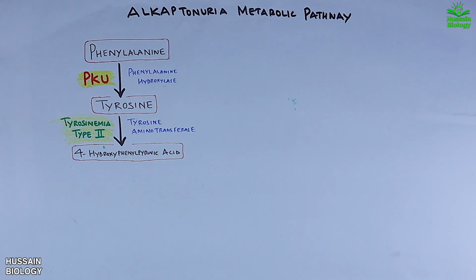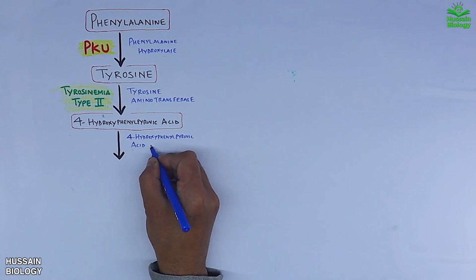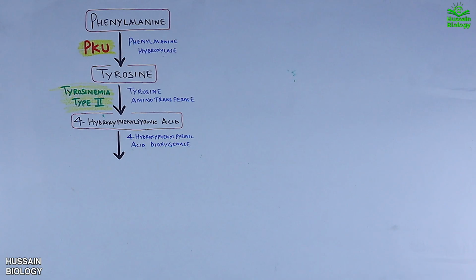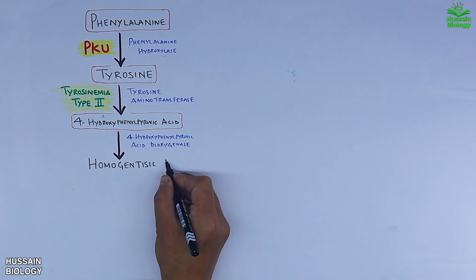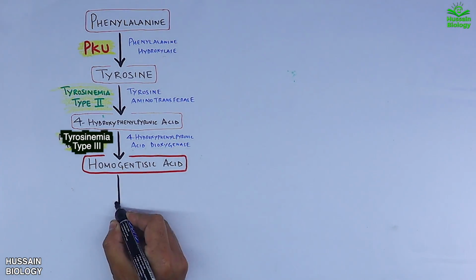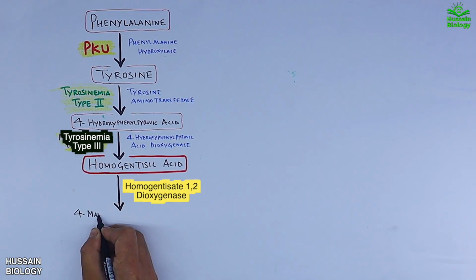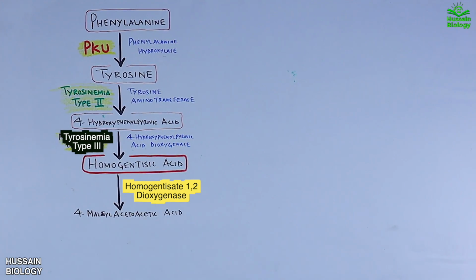In the next step, 4-hydroxyphenylpyruvic acid is acted upon by 4-hydroxyphenylpyruvic acid dioxygenase enzyme and converts it into homogentisic acid. If this 4-hydroxyphenylpyruvic acid dioxygenase enzyme is missing, that leads to tyrosinemia type 3. Now we see this homogentisic acid is acted upon by homogentisate 1,2-dioxygenase enzyme and converts it into 4-maleylacetoacetic acid. And if this HGD enzyme is missing, that condition is termed as alkaptonuria.